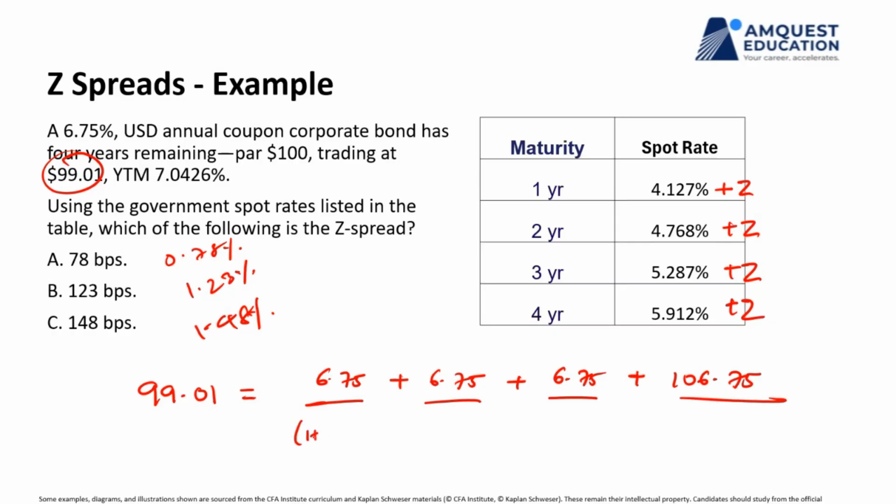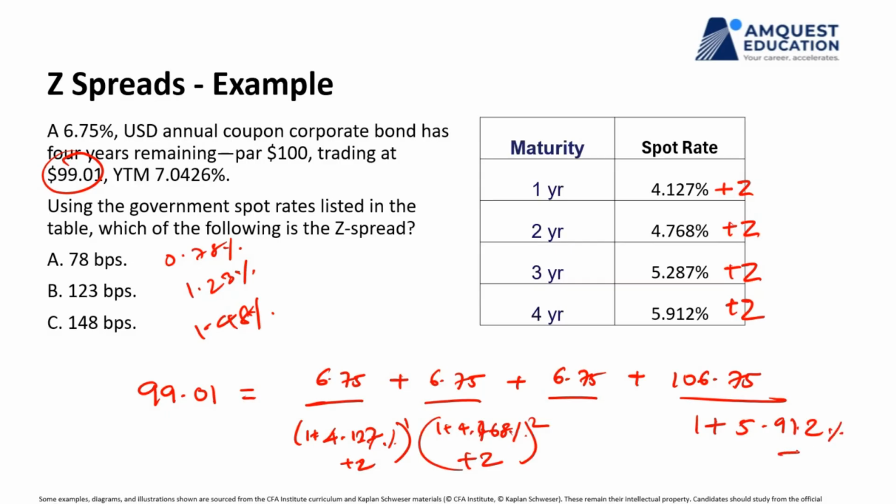with 1 plus 4.127% plus Z raised to the power 1. 1 plus 4.768% plus Z raised to the power 2. Similarly, 1 plus 5.287% plus Z raised to the power 3, and 1 plus 5.912% plus Z raised to the power 4. And out of the three, whichever Z when added here gives you 99.01, that is your answer. Simple. That's the hit and trial method, and that is the easiest way to solve these questions.